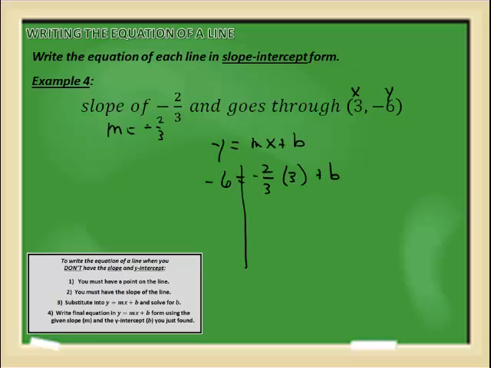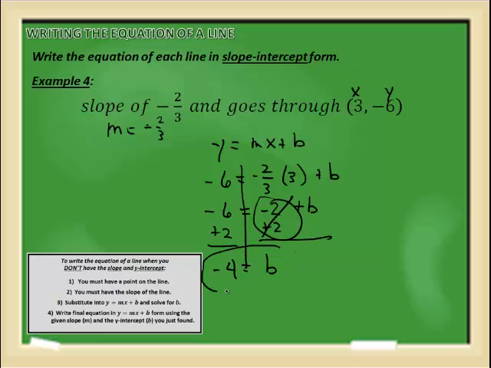Okay, hopefully you at least got this far. You plugged in the -6 for y, the -2/3 for your m, and the 3 for your x. And then we're going to solve for b. So if I multiply -2/3 times 3, that actually just gives me -2, and then plus my b. I'll add 2 to both sides. That makes a 0 pair, and -4 will equal my b.